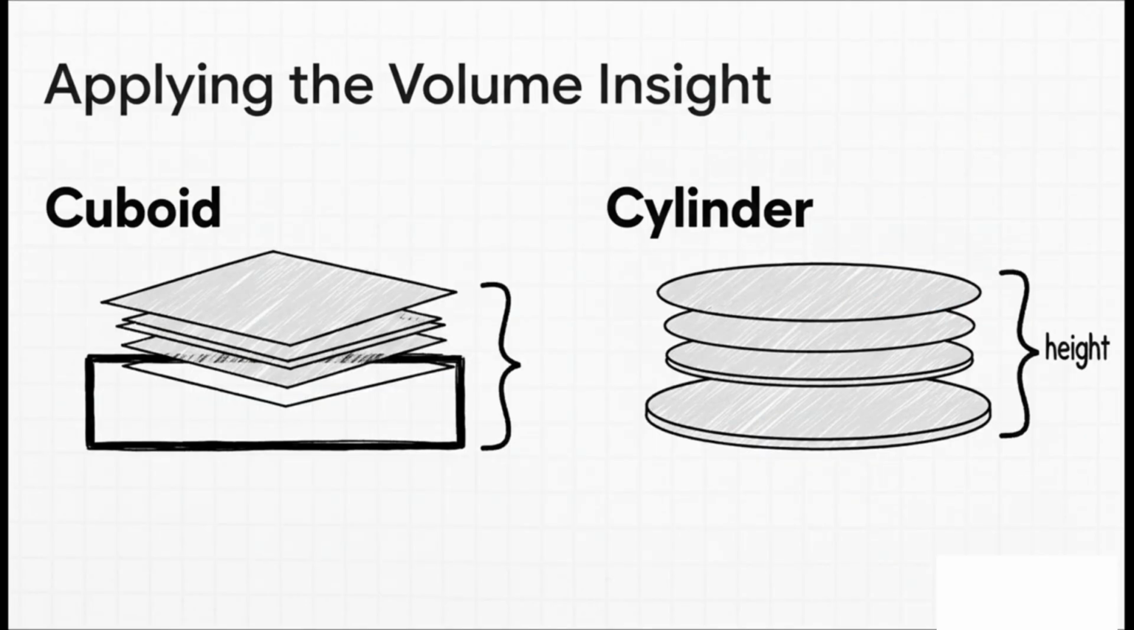And you can see exactly how it works right here. For a cuboid, the base is a rectangle, right? So its area is length times width. Multiply that by the height, and boom, you've got the volume. For a cylinder, the base is a circle with an area of pi r squared. Multiply that by its height, and you have the volume of the cylinder. It's the exact same principle, just with different base shapes.